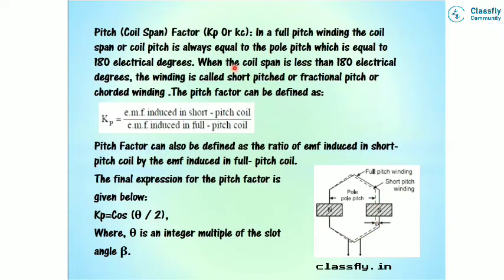When the coil span is less than 180 electrical degrees, the winding is called short pitch or fractional pitch or chorded winding. The pitch factor can simply be defined as the EMF induced in the short pitch winding by the EMF induced in the full pitch winding. I have also written that pitch factor can be defined as the ratio of EMF induced in short pitch coil to the EMF induced in full pitch coil.